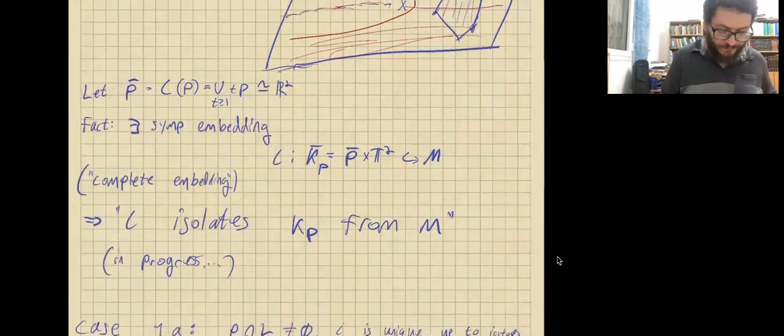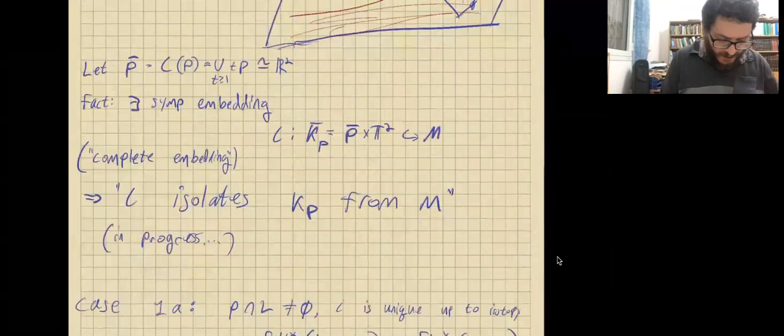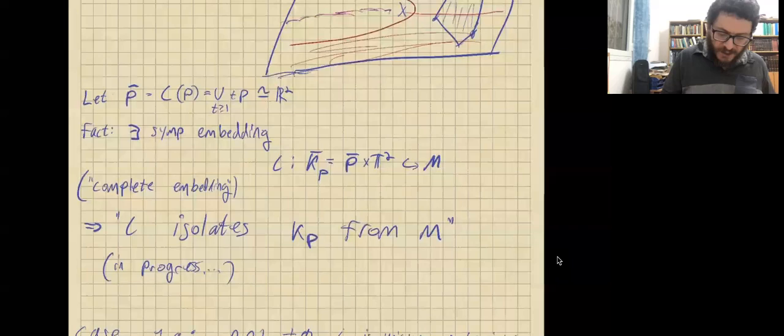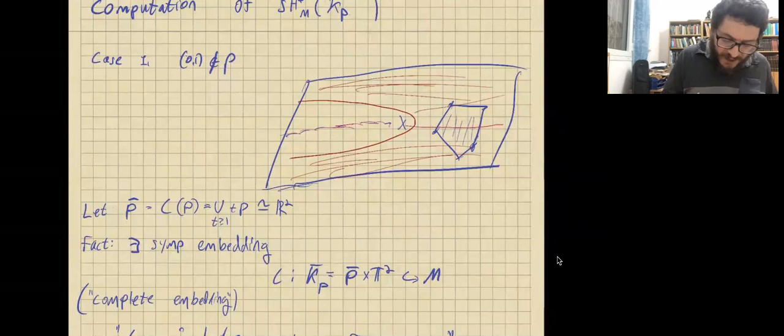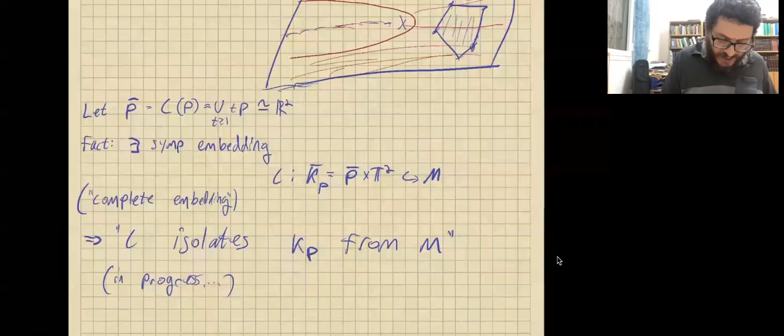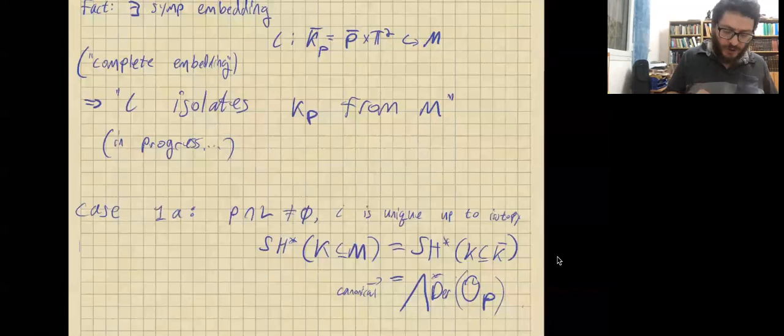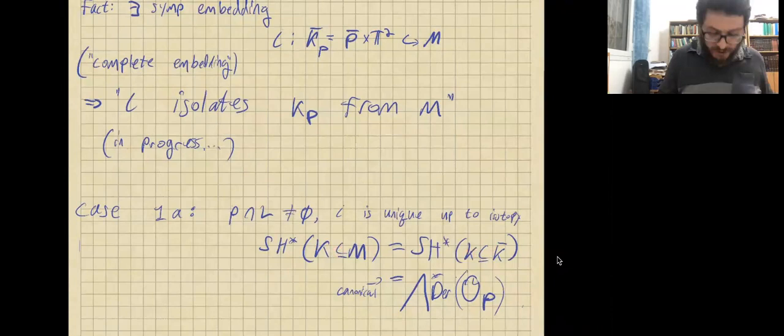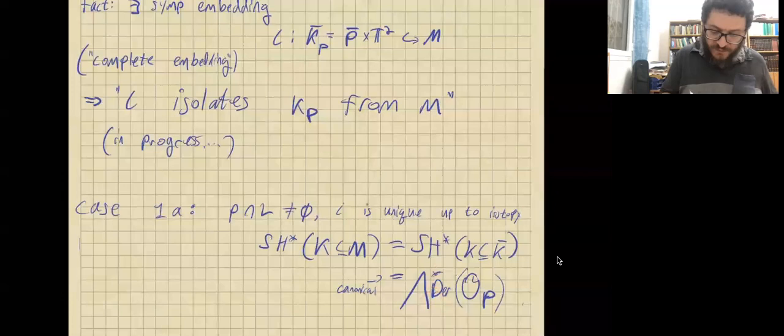And so to say something more precise, we have to make a distinction. So let's talk about two cases. One case is when this polygon intersects the monodromy invariant line. In that case, there's a unique such embedding up to isotopy. And that means that there is a canonical identification of the symplectic cohomology of K_P as embedded inside M, with the symplectic cohomology of the same thing embedded inside its own completion. And there's a canonical isomorphism with polyvector fields on the canonical sheaf, which we discussed before.